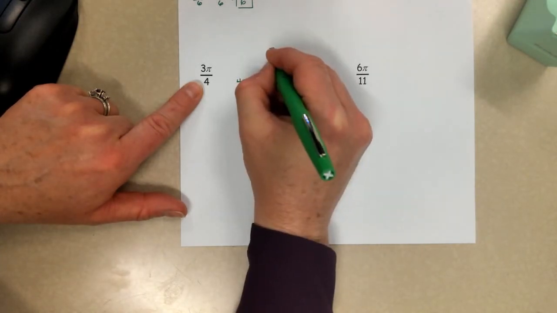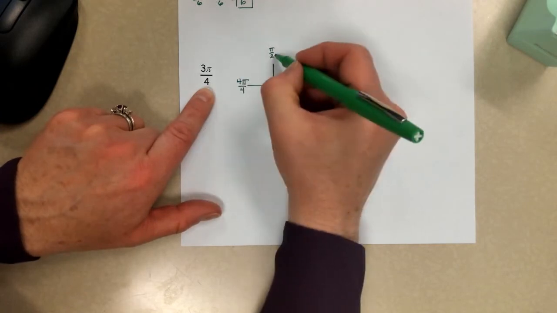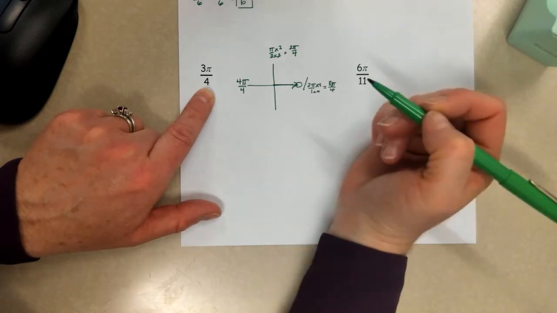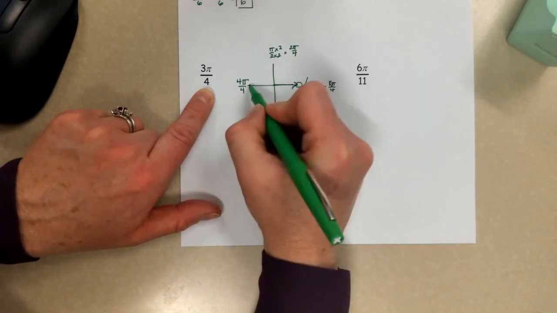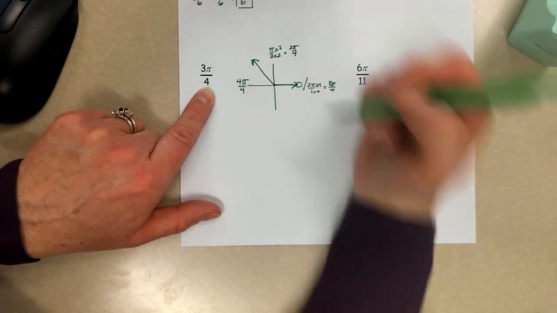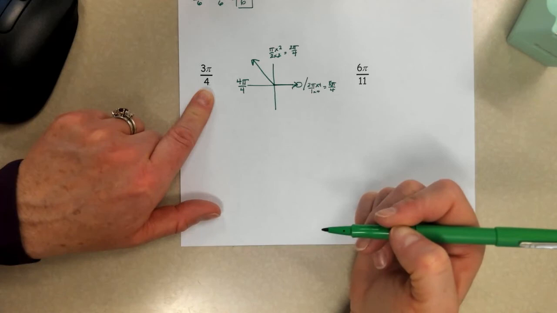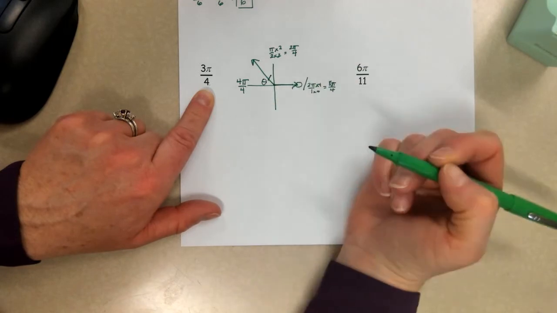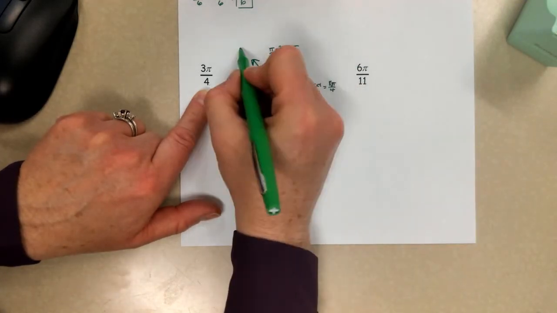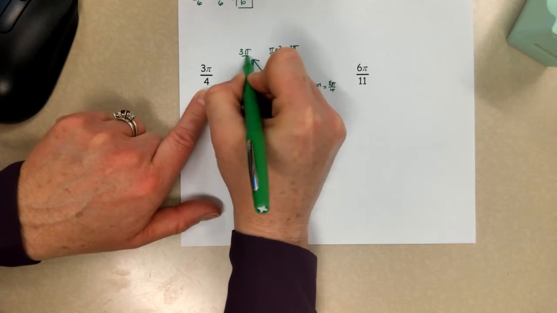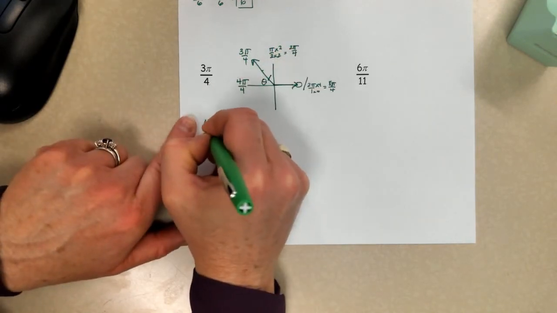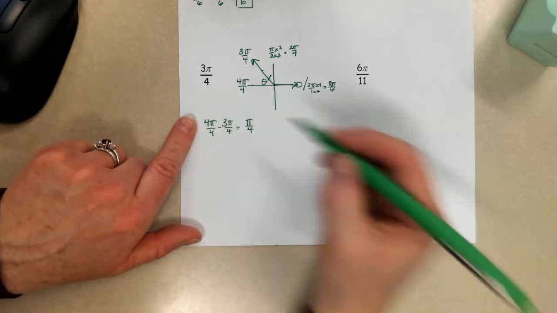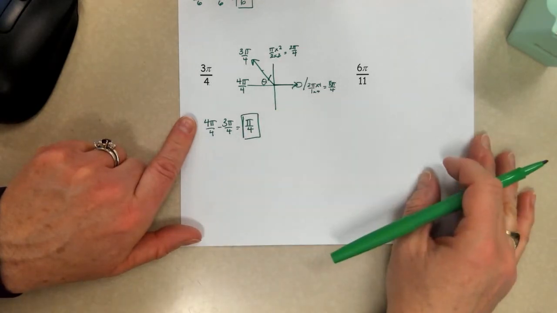If I had pi over 2, and I wanted to convert that to a 4 on the bottom, I'd only have to multiply by 2, wouldn't I? So this would be 2 pi over 4. So it's bigger than 2 pi over 4, it's smaller than 4 pi over 4, so it's got to be here in quadrant 2. The reference angle is between where I stop and the x-axis. And to find the size of that, I subtract. So 4 pi over 4, take away 3 pi over 4, leaves 1 pi over 4, or just pi over 4. Okay.